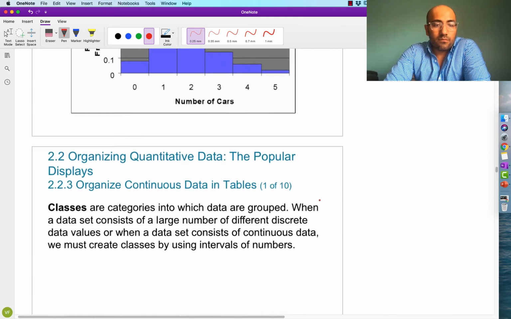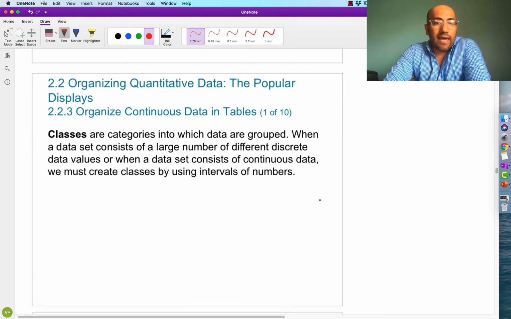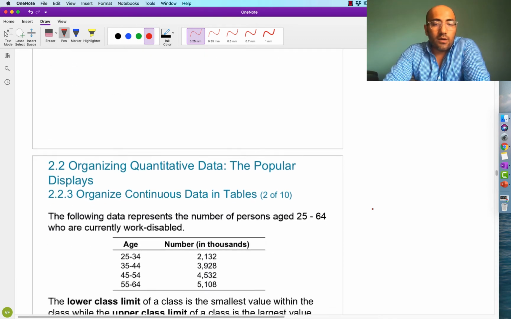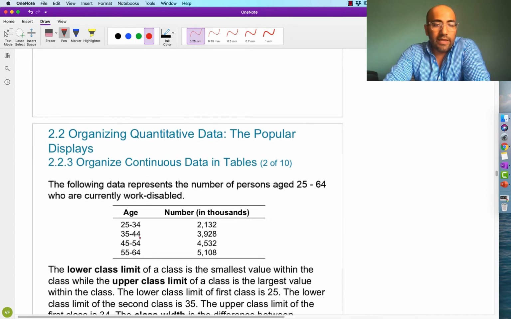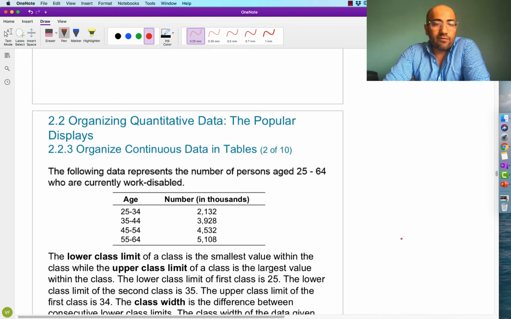Good. Okay. Classes are categories into which data are grouped. When a data set consists of a large number of different discrete data values, or when a data set consists of continuous data, we must create classes by using intervals of numbers. So this is what they would look like. For example, ages. The following data represents the number of persons 25 to 36 who are currently working disabled.